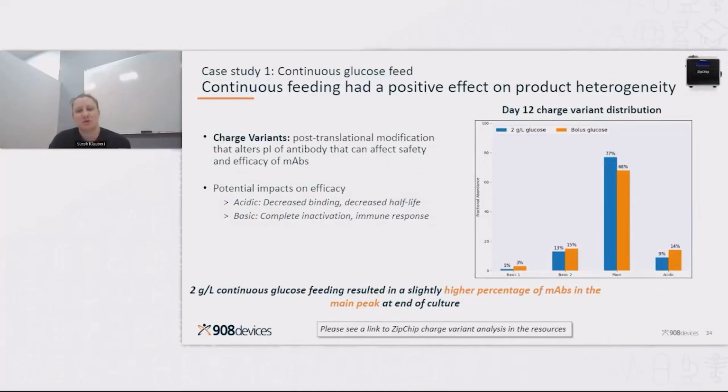And then moving on to some of our product quality results here. First up, we have our charge variance. As mentioned before, we would want to see the percentage moving away from those acidic and basic species and into that main species category. And we can see that just by implementing the continuous glucose feeding at 2 grams per liter, we are able to achieve a higher percentage of our MABs in that main peak and away from those variant peaks. So definitely a success in terms of the charge variant heterogeneity in this experiment here.